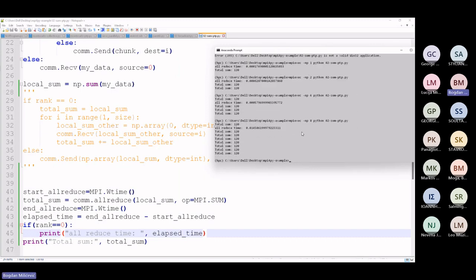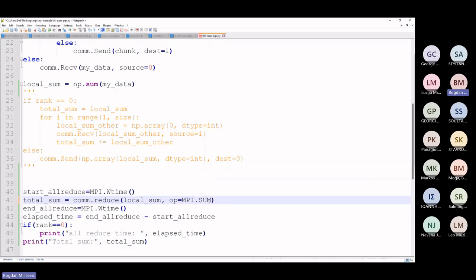Let's try it with 8, and maybe stop there. Okay, so it is increasing, if I see correctly. Yeah, maybe it decreased a little bit here, but it is generally increasing. Okay, and what happens if we have simple reduce? Okay, so only one process will have the correct total sum, but that's okay, maybe just process with rank 0 should print.